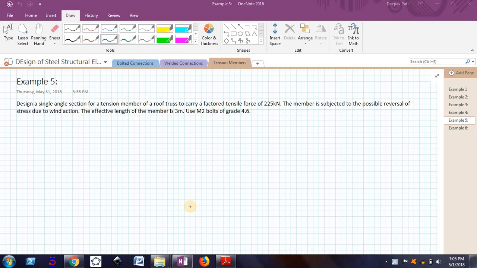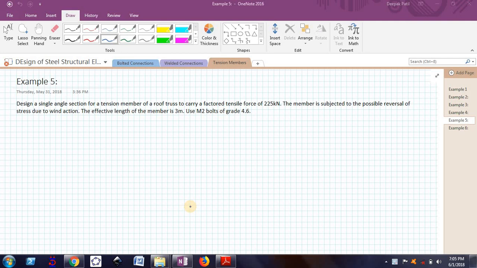In the previous videos we have seen how to find out the design tensile strength of a plate and that of an angle. The angle and the plate sizes were given to you, and you were supposed to find out the design tensile strength and also the type of connection, that is the bolted connection, how many bolts there are, and what the pattern of the bolts is. Everything was given to you and you were supposed to find out the design tensile strength of that plate or that of an angle.